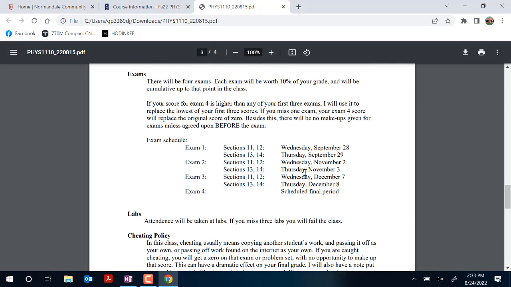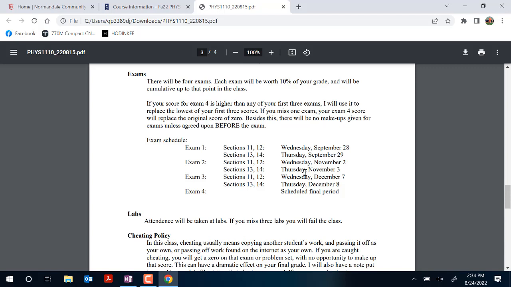Then exams. There are 4 total exams. The last one is on our scheduled final period. The exams take the full class meeting. And the schedule for these exams is given here. So again, look at that schedule, and if you already know there's going to be a conflict, let me know. The sooner the better, and we'll come up with an alternate plan.